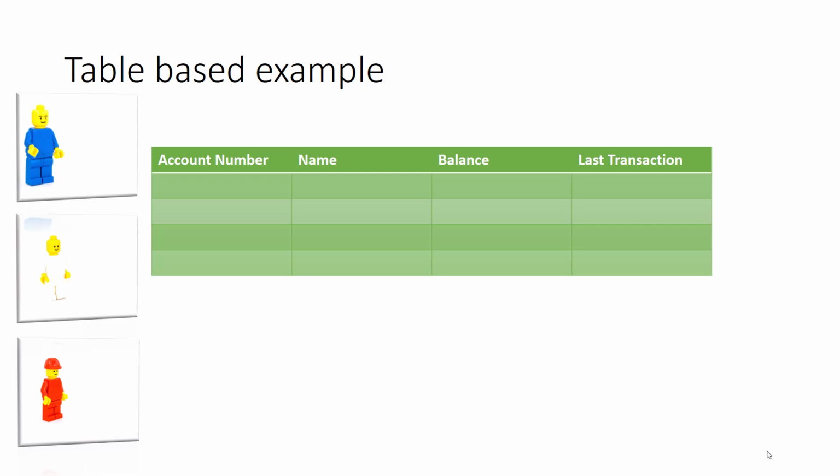So let's start with a table based example. We open our bank and we basically have one table. I did say that this was very much a simplified example. So we start with an empty table. This is before any transactions have occurred. Then our first customer comes in and they open their account with an opening balance of $10.